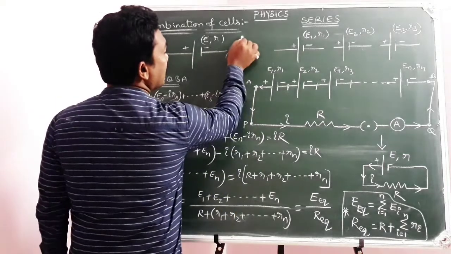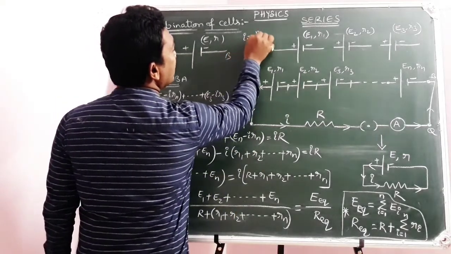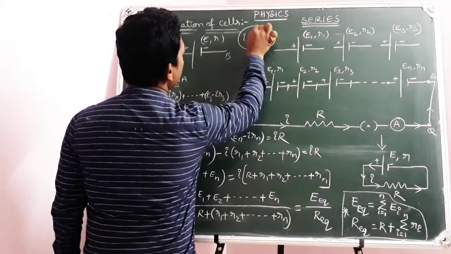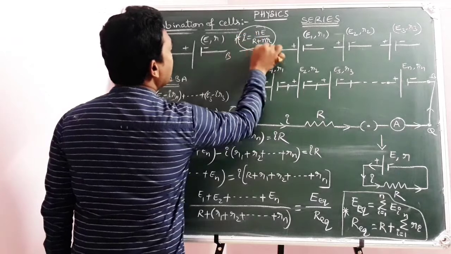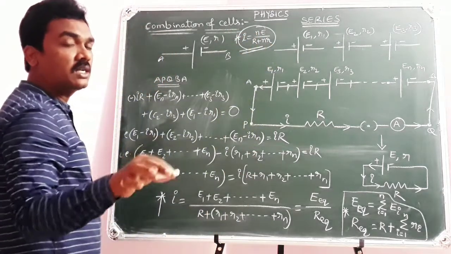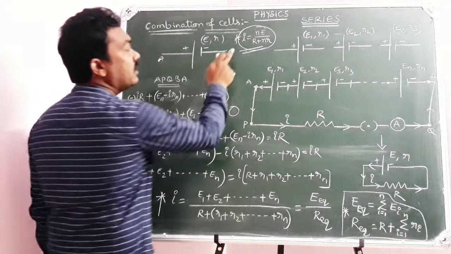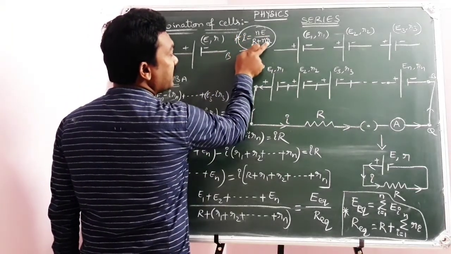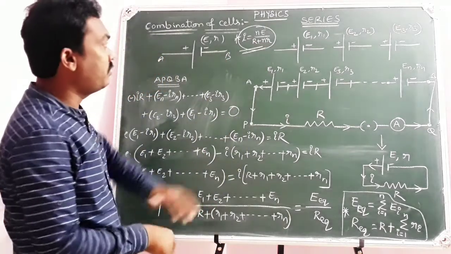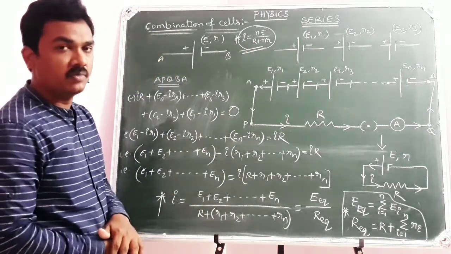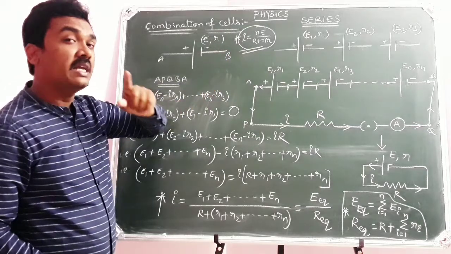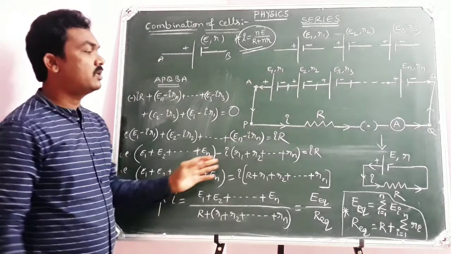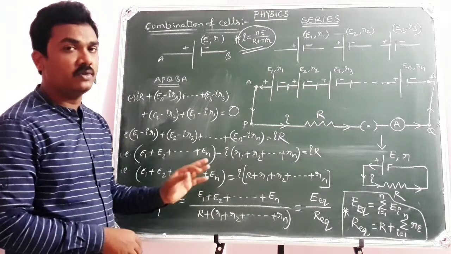I equal to N into E by R plus N into R. This is the circuit current. This equation is only for N identical cells connected in series. Then the total circuit current I equals N into E by R plus N into R. This is the major equation that you need to conclude here, the total circuit current when N identical cells are connected in series combination. This is all about series combination of cells.